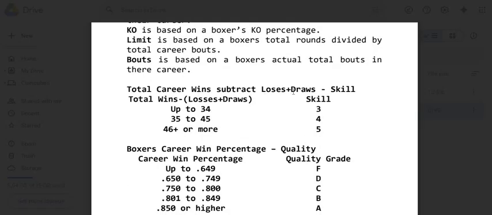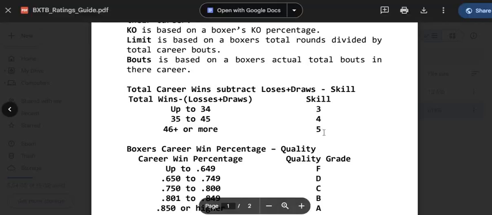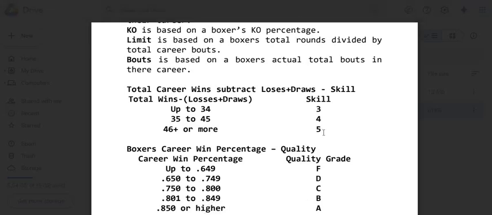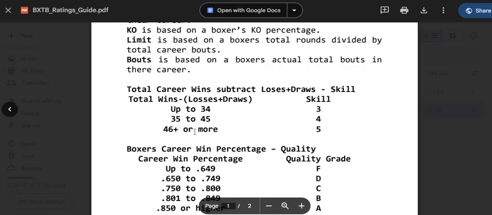So total wins, subtracting losses and draws. I think I misspelled that. Is that their skill? So, for instance, I think Muhammad Ali, again, was 56 and 6, minus 6. He had 50. So Muhammad Ali would be a 5 skill. He had 50 total wins when you subtract his losses and his draws. I think that's right. Anyway, Muhammad Ali would have a 5 skill.